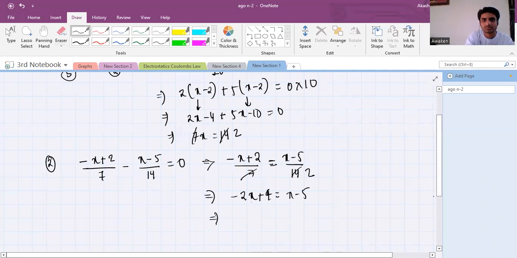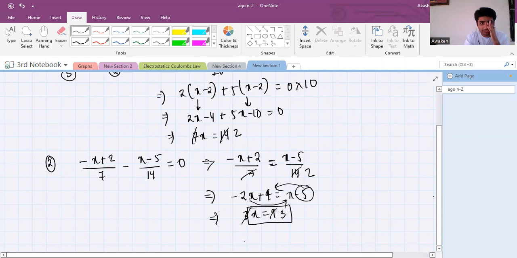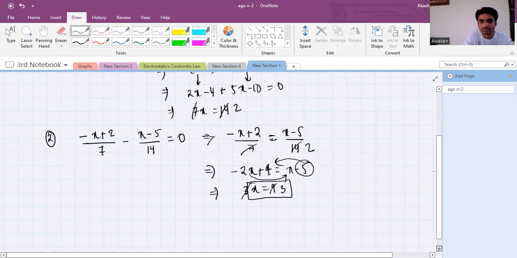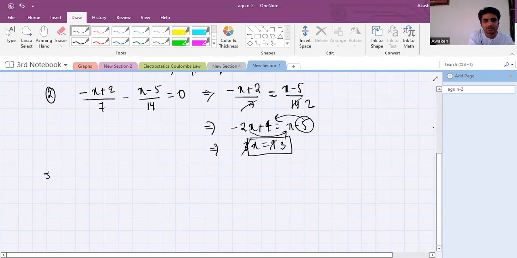Yes or no? Minus 5, it can come here, it will come plus 5. So 4 plus 5 is 9. 2x will go that side. X plus 2x is 3x. X equals to 3. Yes or no? X equals to 3 is the answer. Yes, sir. One more question.